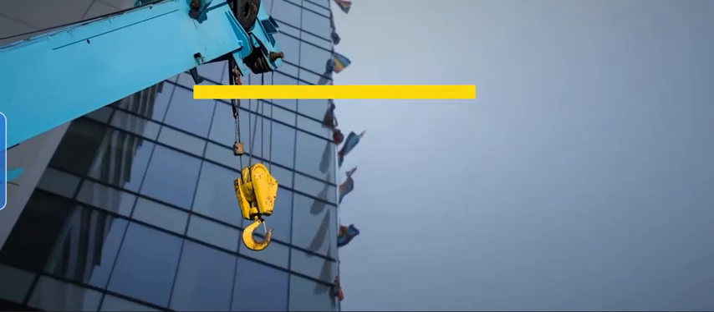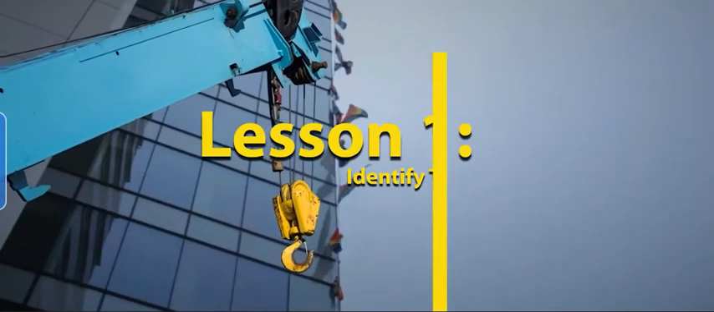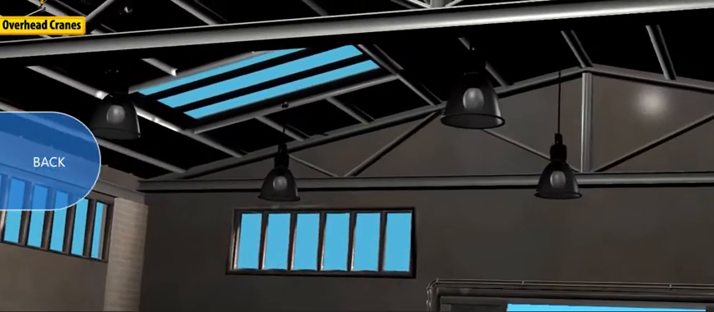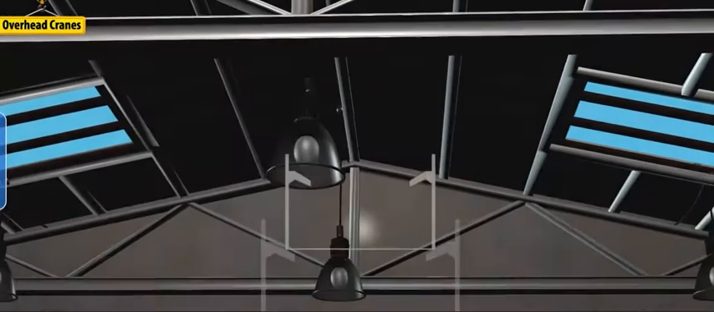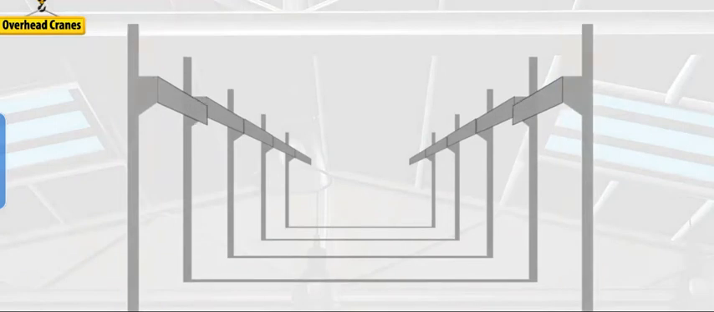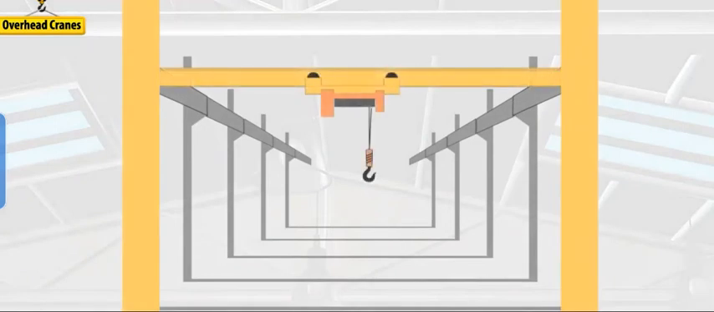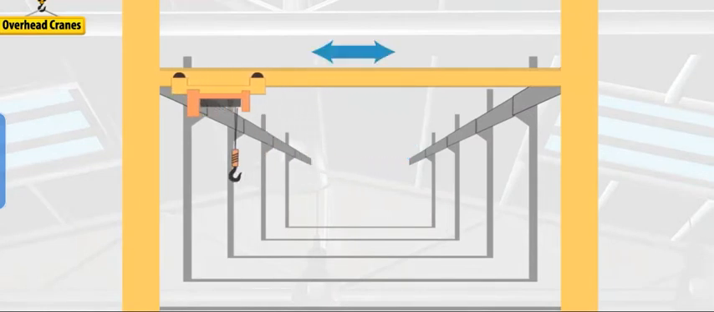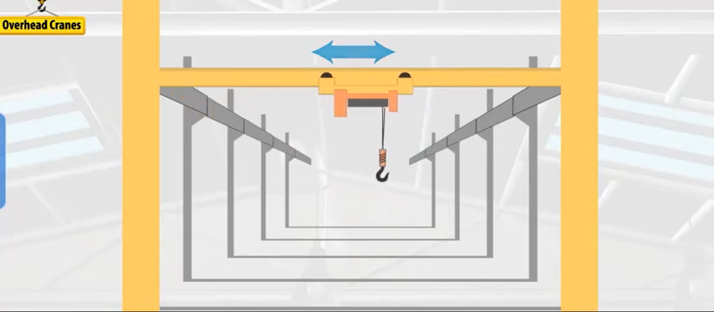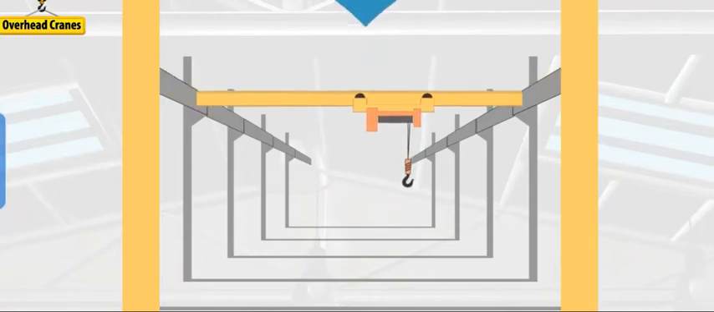Lesson 1. Identify types of cranes. Overhead cranes generally move along an elevated runway system of long beams along the length of a facility. Overhead cranes consist of three important parts: the hoist, which lifts loads up and down, the trolley, which moves the hoist from side to side, and the bridge, which moves the hoist and trolley back and forward.